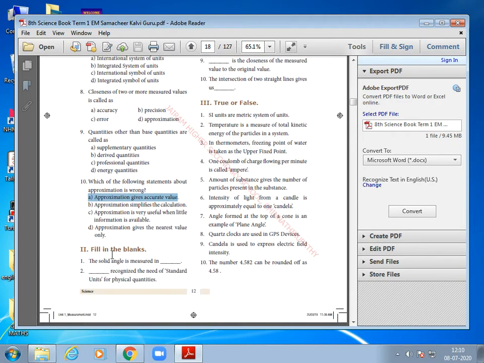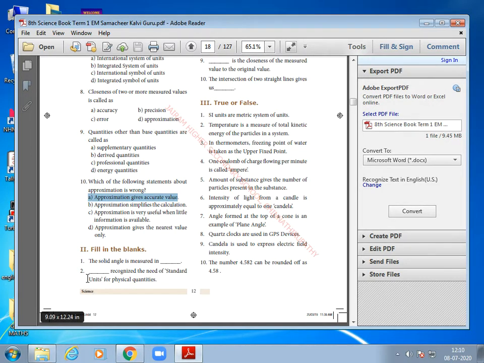Next, second part, filling the blanks. Note down the first question's answer, everyone. The solid angle is measured in dash, steradian. The solid angle is measured in steradian. Next, the second question.